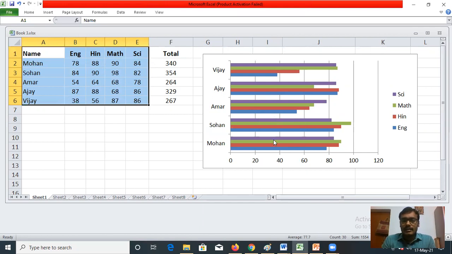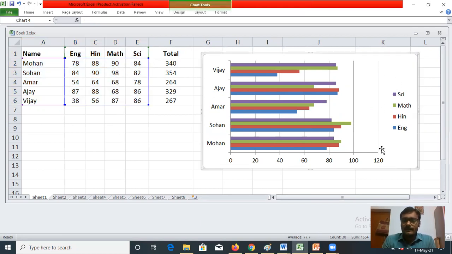In this chart, the total number has not been included. The totaling of all the marks has not been included in this chart. You can see here in this chart, different colors denote different subjects, and different students' names are written on the y-axis, and its numbers are displayed on the x-axis. And this is a bar chart which is horizontal. It is in the form of horizontal bars, or you can say it is in the form of rods.